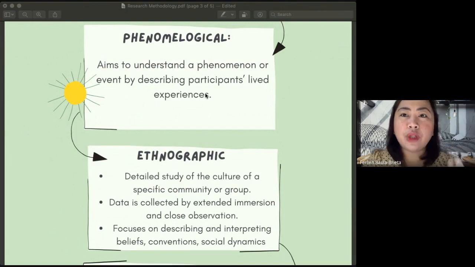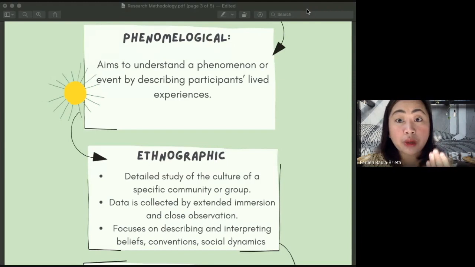So phenomenological design is applied to problems that are less researched. For example, the experience of our brothers and sisters who are deprived of liberty, or those called prisoners. We have little understanding about their experiences and their problems there.